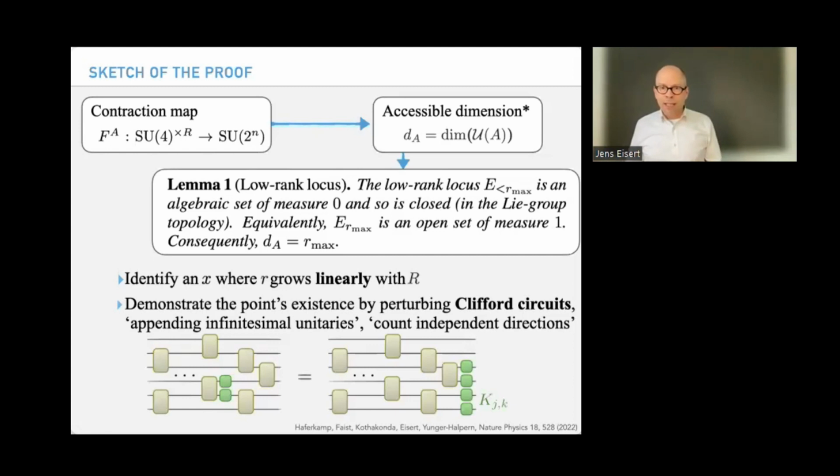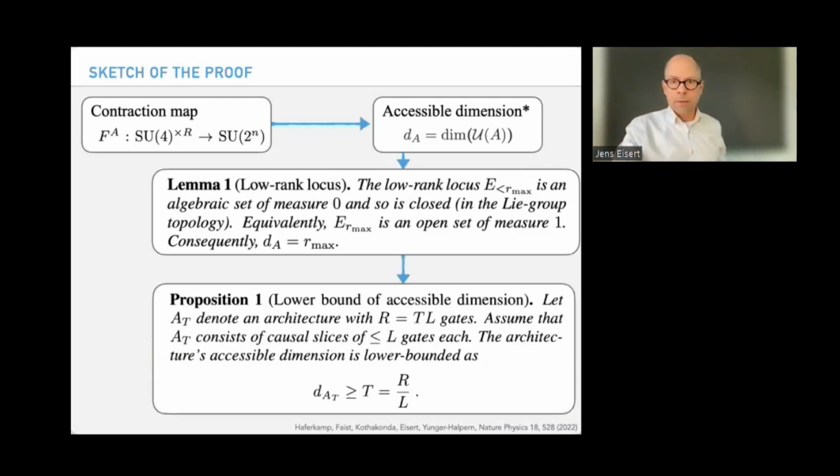And the point is that one can take these Clifford circuits and perturb them a little bit and count the independent directions one can reach in this way. And one can do that because these Clifford operations would map Paulis onto Paulis. One can basically conjugate the Paulis along the way, expand the small perturbations of the Paulis all the way to the end, and then count the independent directions one has in this fashion. That's actually the most tedious part of the proof, maybe not the deepest, but this can be done.